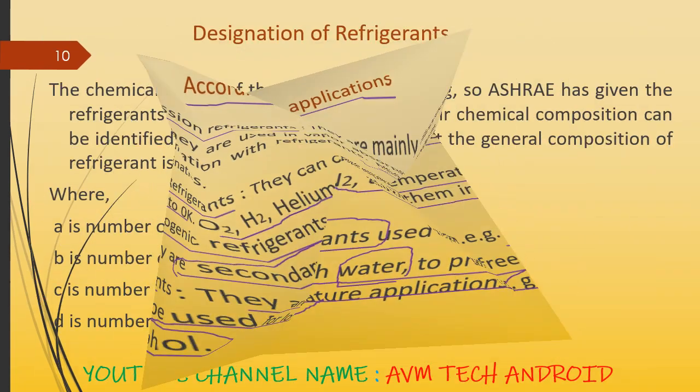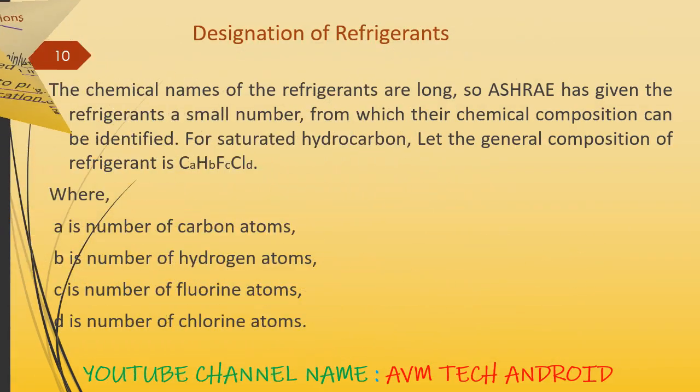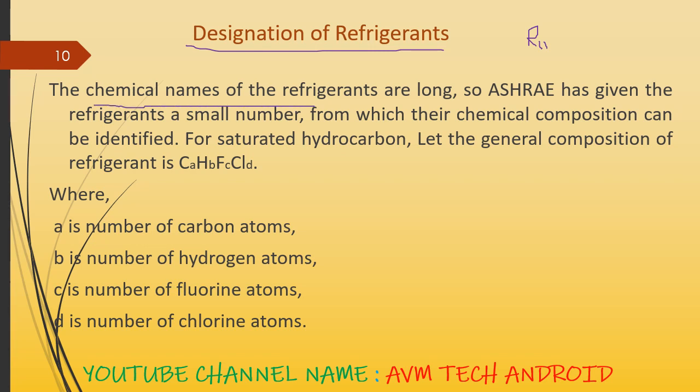Now we'll go for designation of refrigerant. Like if it is mentioned R11 or R22 or R33, how will we get the chemical name of that refrigerant? Here you can see the chemical names of refrigerants are long, like we had discussed, dichlorodifluoromethane, and so on.